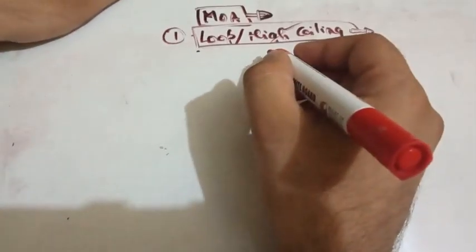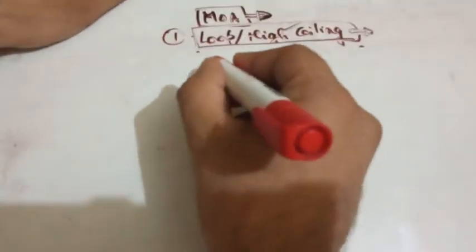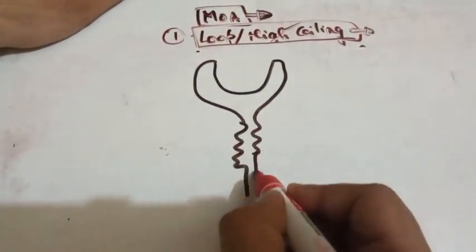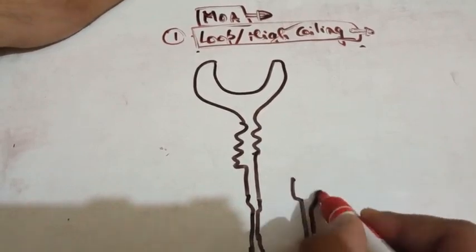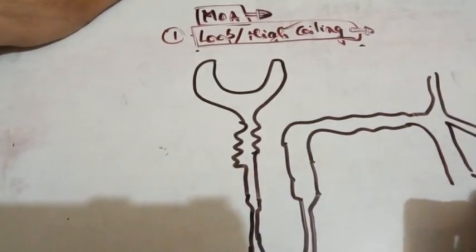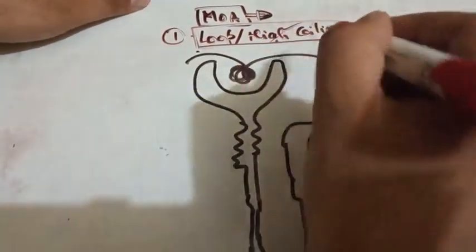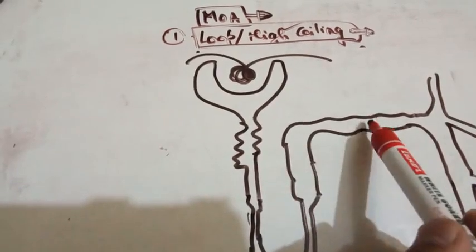Let me again erase this and then we will start. Now we'll start with the mechanism of action of loop or high ceiling diuretics. So what happens is this. Let me draw a diagram. This is a diagram of a nephron which I am drawing. One portion is the glomerulus, then Bowman's capsule, PCT, descending loop of Henle, ascending loop of Henle, DCT, and collecting duct, CD.